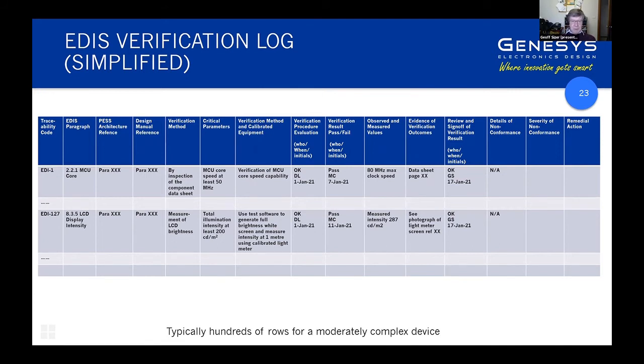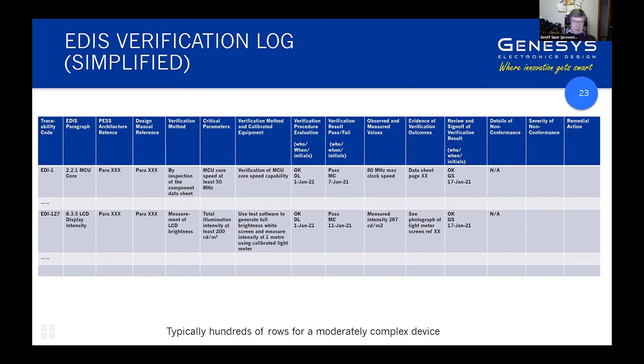So we're going to verify the MCU speed core capability against the data sheet. You'll see these columns here. This column here is a very important step. You must get this part verified by a senior competent engineer to say, yes, that verification method is appropriate to verify that requirement. So this is verifying the procedure. It's not actually doing the verification of the component part.